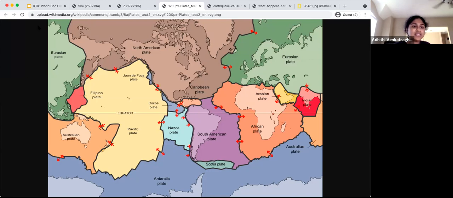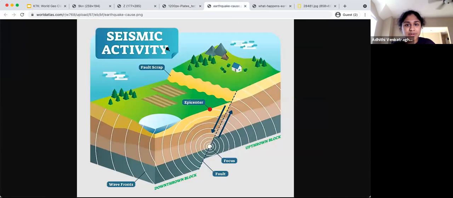Some people are asking how tectonic plates cause earthquakes, which is a really good question. It's not necessarily required for world geography, but it's a fun thing to know about. So here we go. This is a tectonic plate that shows seismic activity.